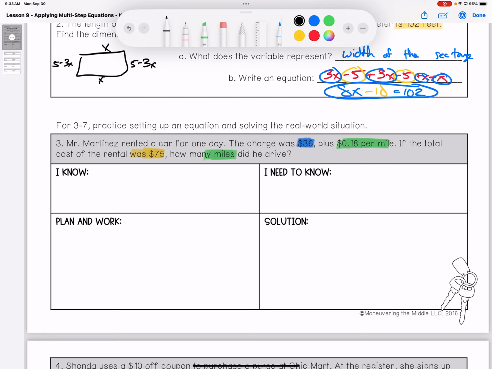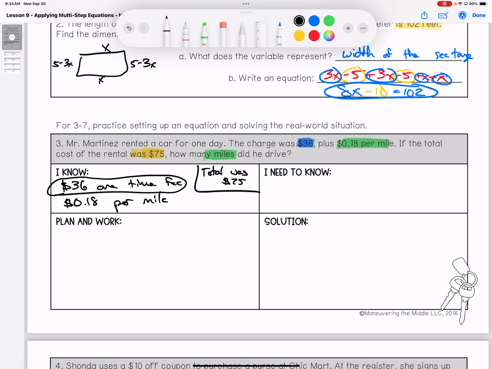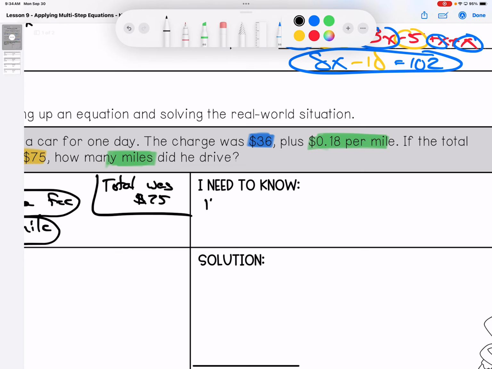What do we need to know, or what do we know? We know that it was a $36 one-time fee. And then we know that it was 18 cents per mile. And we also know the total was $75. You don't have to circle them. I'm just kind of separating them for you. What do I need to know? I need to know how many miles did he drive?